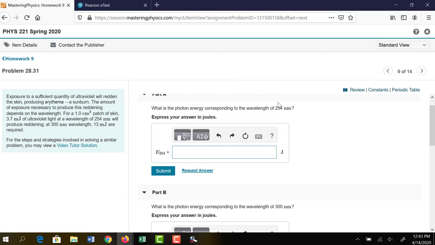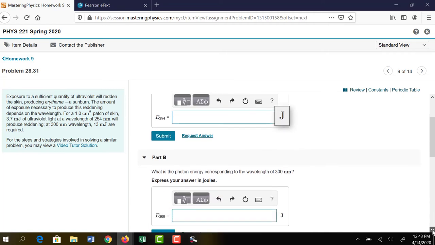If you know the wavelength, you can figure out the energy. Just be careful: the answer here is in joules, so make sure that you convert it to joules. If you use 1240 eV nanometers divided by 254, the answer will come out in electron volts. You'll have to convert it to joules. Same thing with part B.